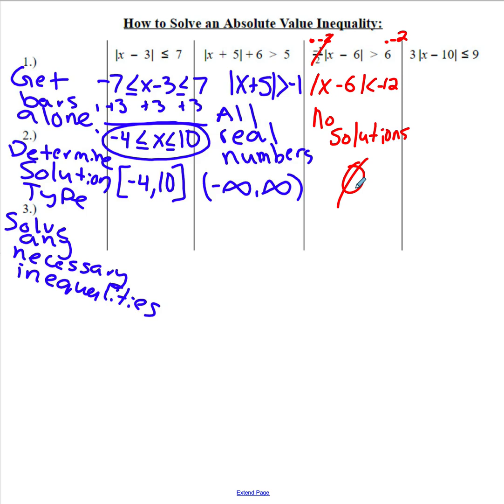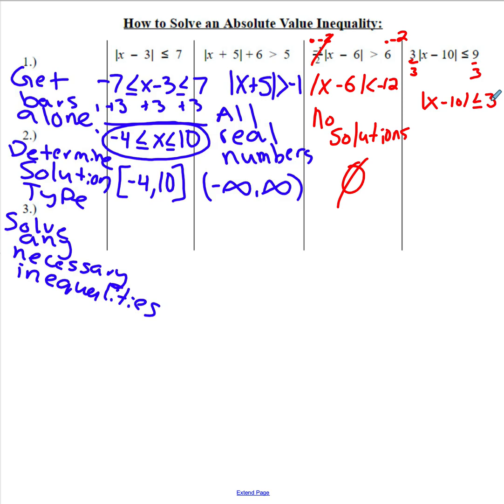All right, last step. I'm going to divide by 3 to get those bars alone. So I go, the absolute value of x minus 10 is less than or equal to 3. Now I have the bars alone. So now I'm going to ask myself, what numbers, when I take away 10, could have an absolute value that's less than or equal to 3?